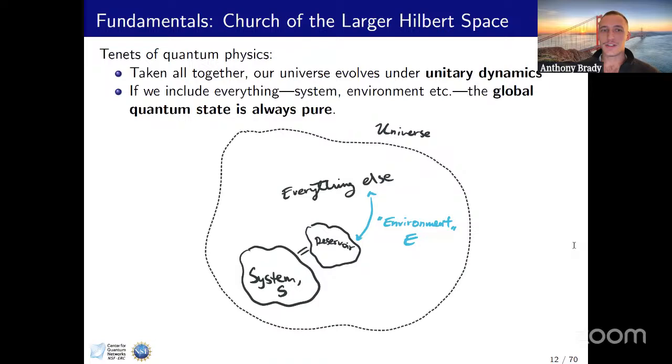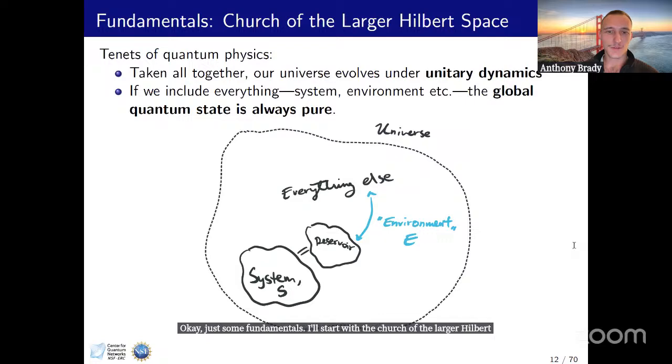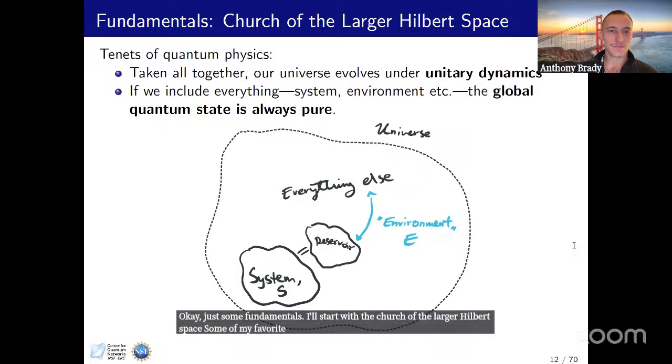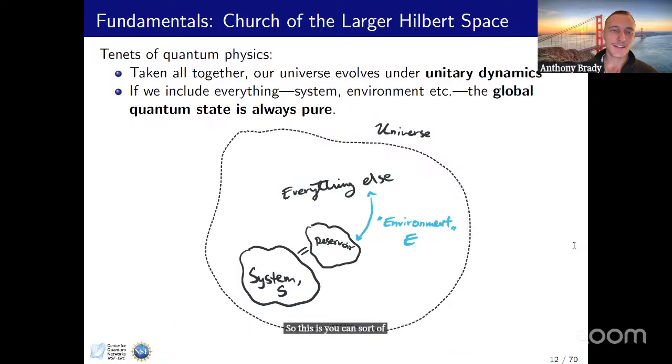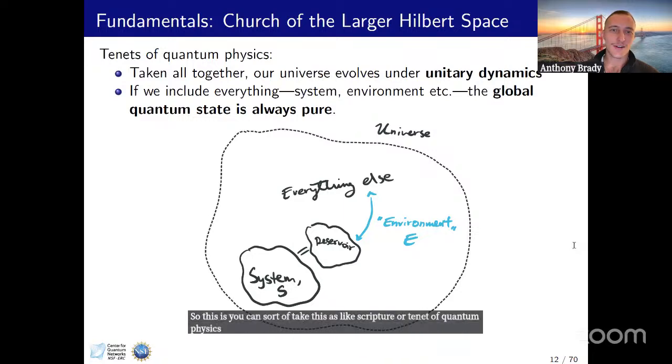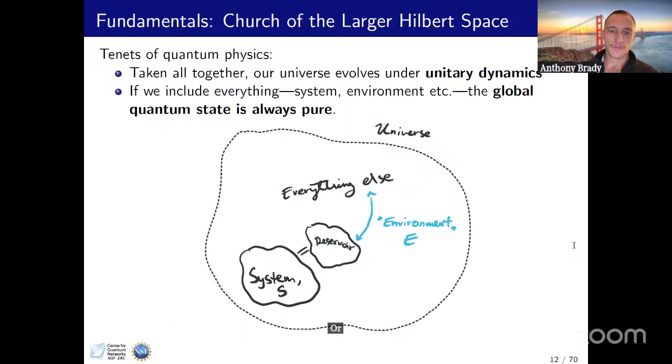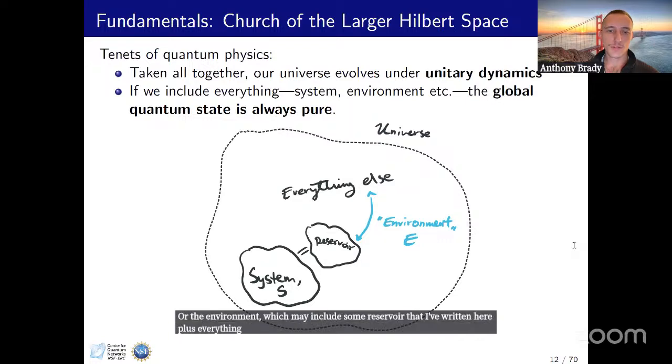Okay, just some fundamentals. I'll start with the church of the larger Hilbert space, some of my favorite things about quantum mechanics. You can take this as like scripture or a tenet of quantum physics. Taken all together, our universe evolves under unitary dynamics. That means if we include everything, such as the system that we're trying to actually probe, or the environment, which may include some reservoir that I've written here, plus everything else, then the global state of all of that is always a pure state.